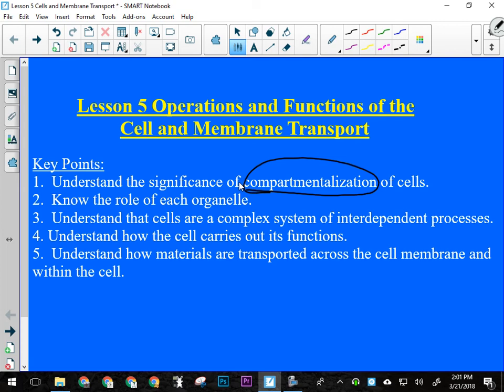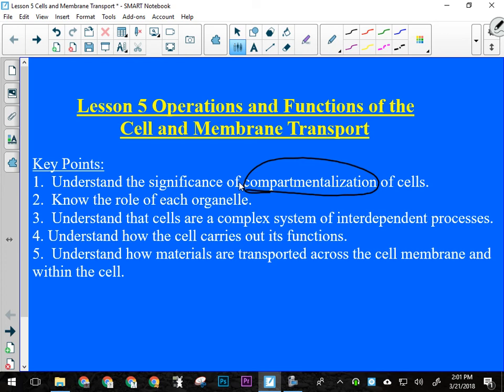Okay, a cell is compartmentalized. That means each of those little organelles, the structures we labeled yesterday, is its own separate compartment within the cell. And that means that in those compartments, we can create different environments. That's important for those little organelles to do their job. Being compartmentalized is an advantage over having to do a bunch of jobs in the same area. We're going to talk a little bit more about compartmentalization in a little bit.